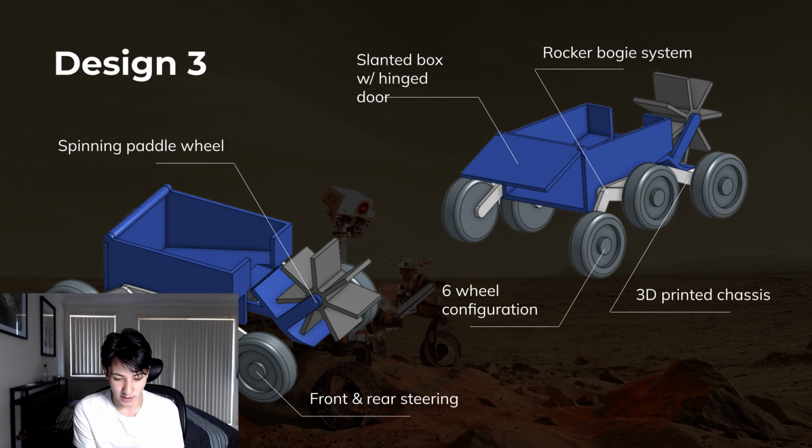Additionally, 3D printing allows for custom design and rapid prototyping, which reduce the cost and time of development. However, the downside of this design is the complexity of the rocker bogie, as well as the paddle wheel, which may require more maintenance and will be more prone to failure.